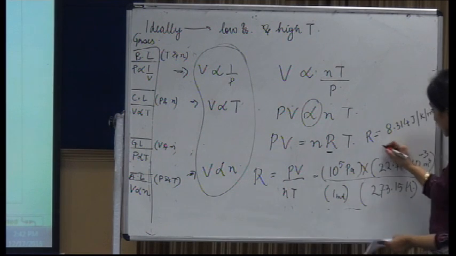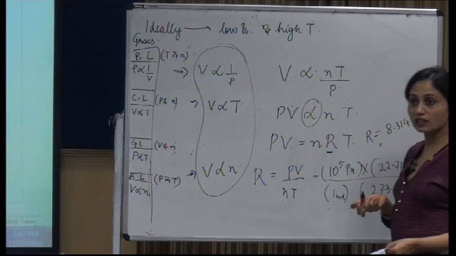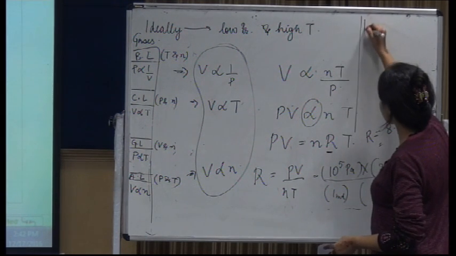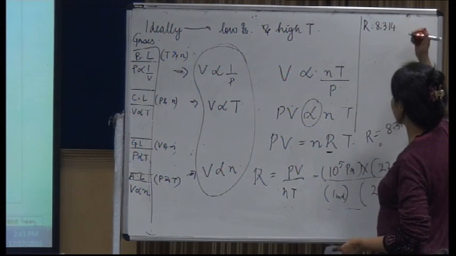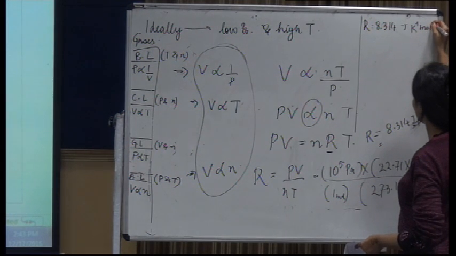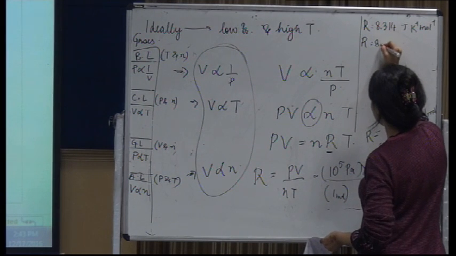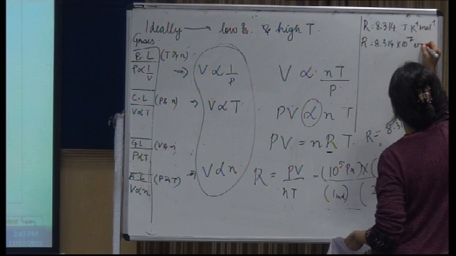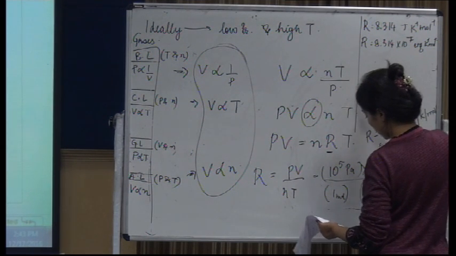which is also equal to, if I convert joules into ergs, I have to multiply by a factor of 10 to the power 7. So let me put this R now in different units. R, which is very important for you, the universal gas constant, is 8.314 joule per Kelvin per mole. Then this can also be written as 8.314 into 10 to the power 7 ergs per Kelvin per mole.